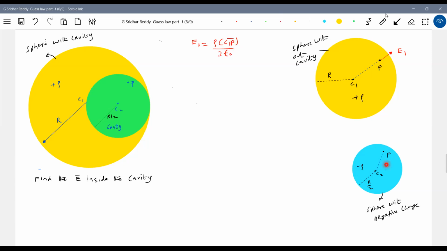Similarly for this, how should the electric field strength be directed, why towards? Why should it be towards? Because it is a negatively charged one, no? What should be E2? E2 bar should be equal to rho C2P bar by 3 epsilon naught. Don't put a negative sign here. That negative sign we have already taken care of by assuming the direction of the electric field.